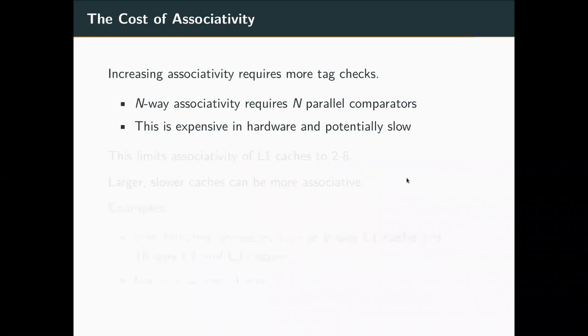So a couple of trade-offs to consider. Associativity is nice, right? If you have associativity, it allows you to put the cache line in a bunch of different places, and that's nice because then you have less probability of having to evict.